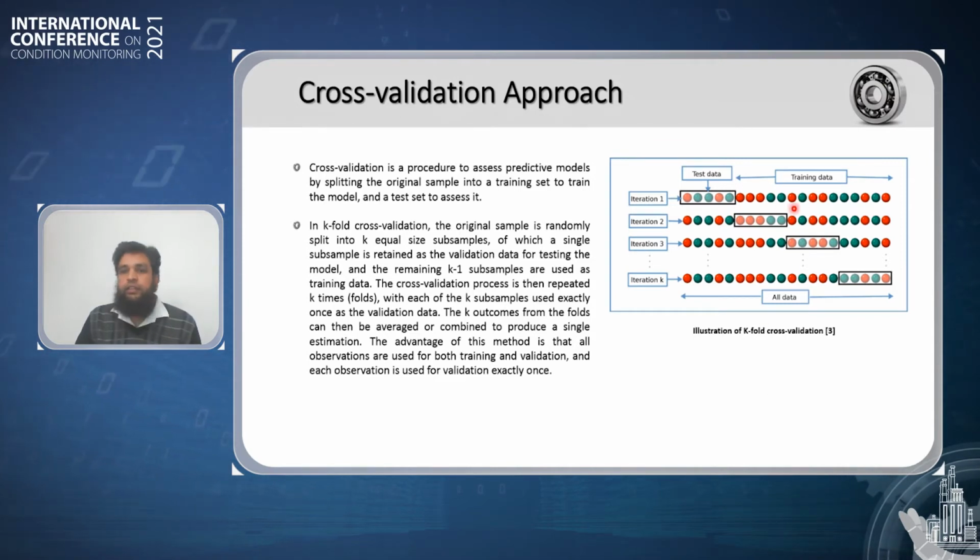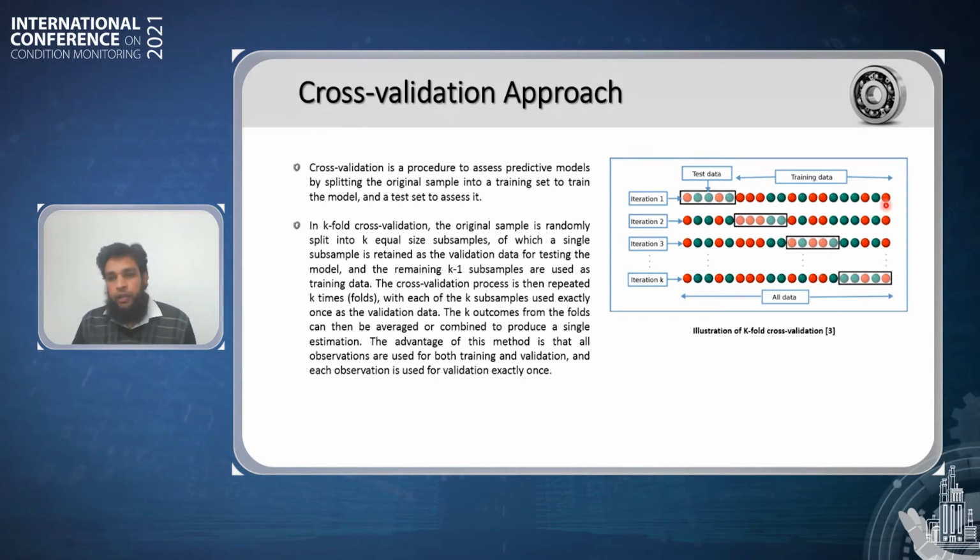As you can see in this figure, this is the actual input data from which the subsample equal to k in size is retained for validation purpose, and the remaining k-1 subsamples are used for training the machine learning model. Similarly, in the second iteration, the first subsample is used for training, whereas the second subsample, which is of course equal to k in size, is used for testing or validation, and the remaining data is also used for training.